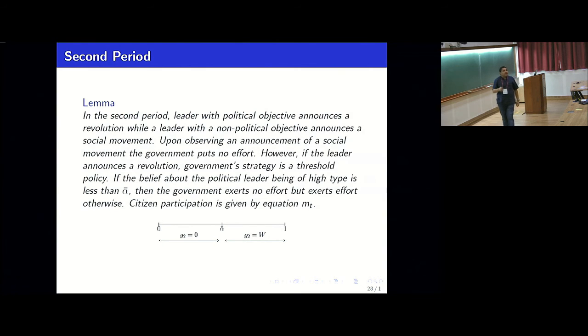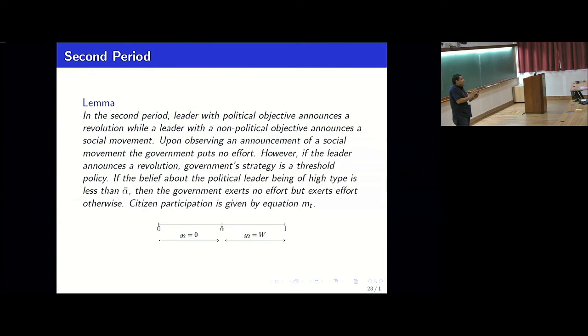Now, the problem with this is that I obviously want to increase my belief about my ability, because that would increase citizen participation. But at the same time, if it crosses alpha bar, it attracts attention from the government, and then the government represses the movement, which can also lead to lower citizen participation. So as you see, there is a trade-off. In one way, increasing the belief about my ability helps me attract citizen participation.